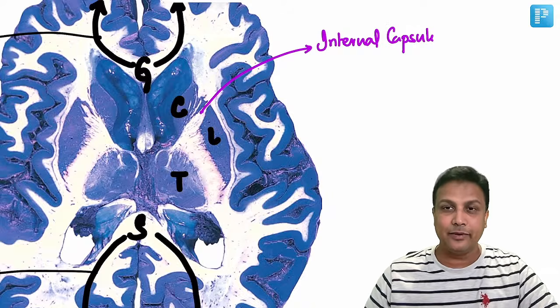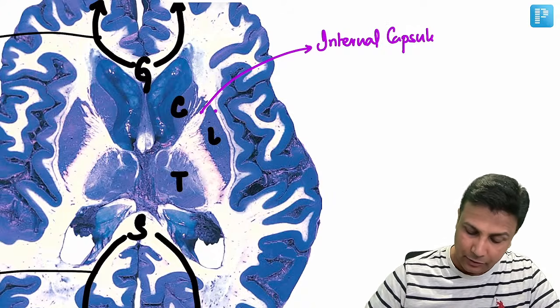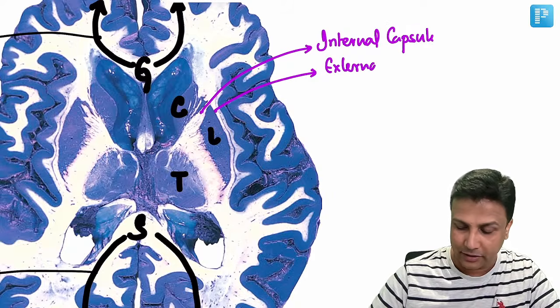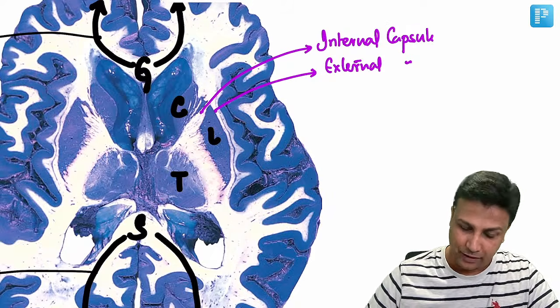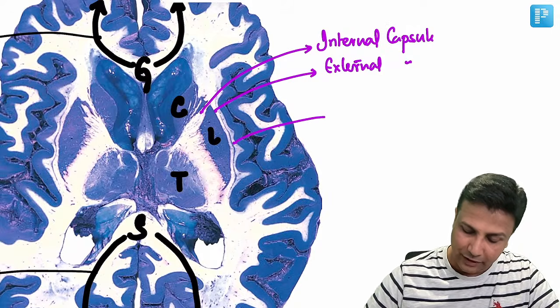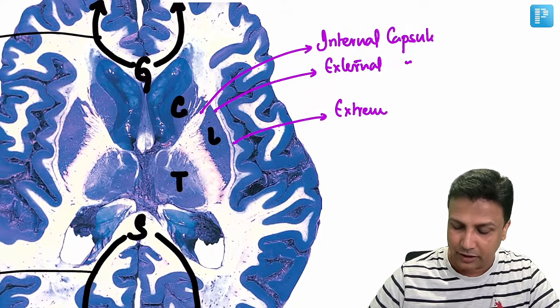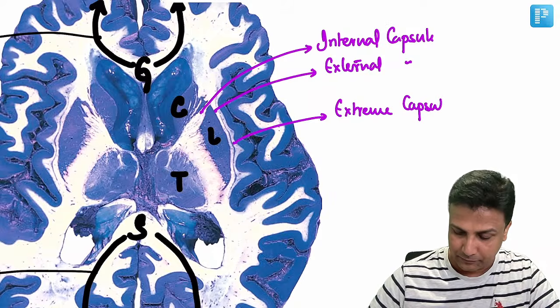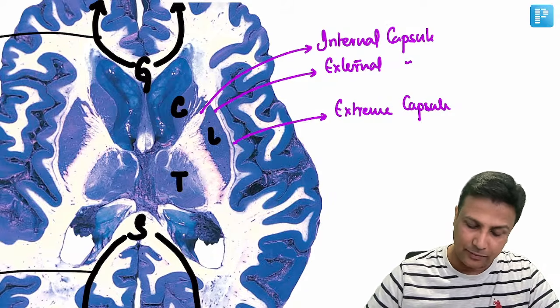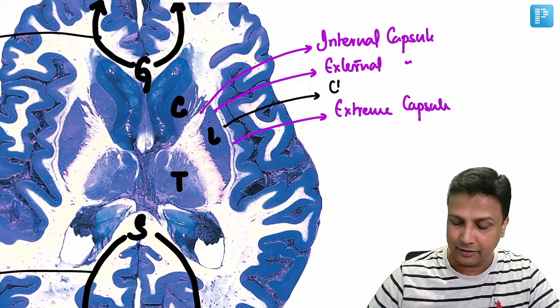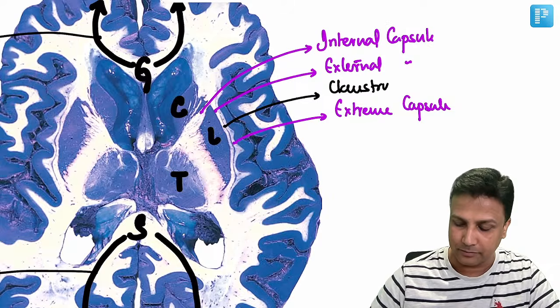Now, in exactly a similar manner, on the outer part of the lentiform nucleus, you'll again see white matter fibers. This one here will be the external capsule. And then finally, you are able to find one more sheet of white matter here. This one will be the extreme capsule, my dear friend. Now, between the external and extreme capsule, you are able to find a sheet of gray matter, and this gray matter here will be referred to as claustrum.